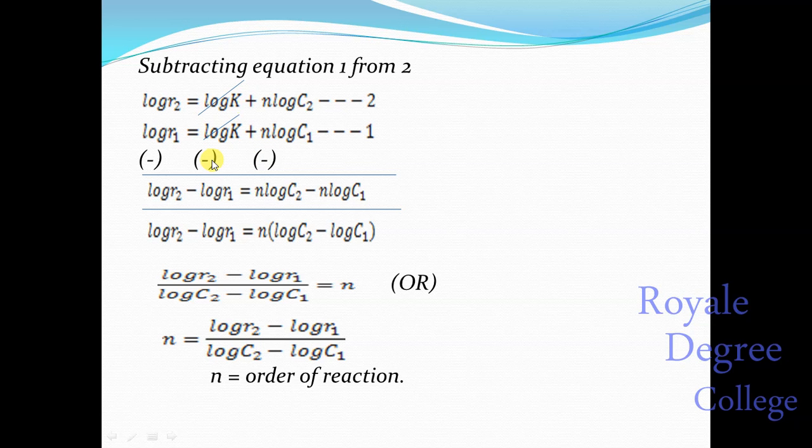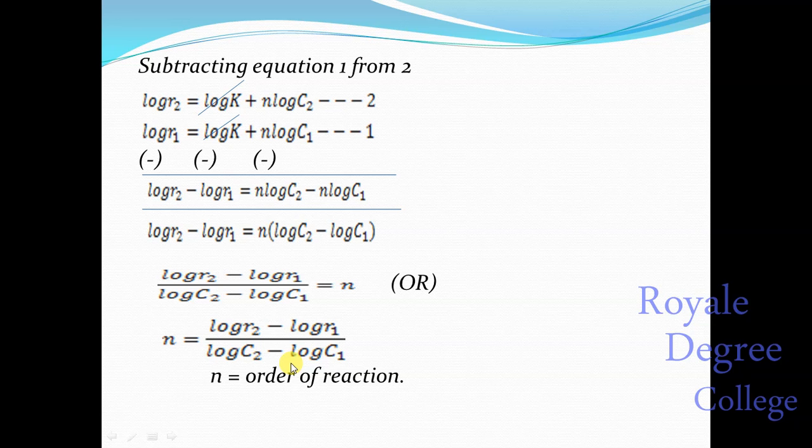Now plus log k minus log k gets cancelled. Then the rest of the things we are writing like this: log R2 minus log R1 is equal to n log C2 minus n log C1. Here we are taking n as common, and the rest of the things are as it is: log C2 minus log C1. Now this log C2 minus log C1 we are bringing to the other side, so it will come in the denominator.